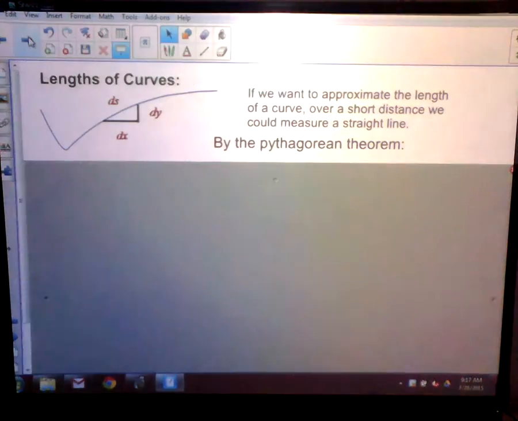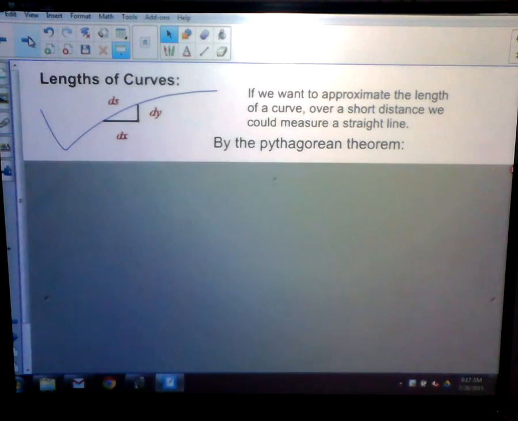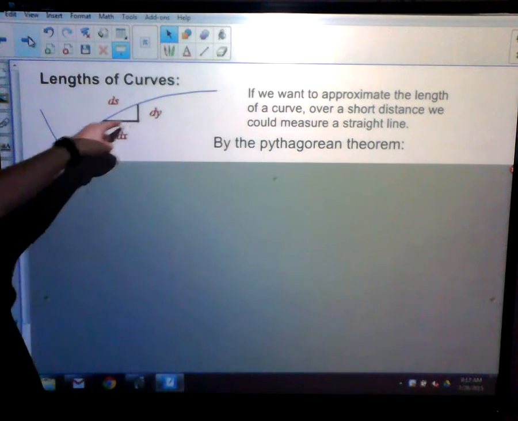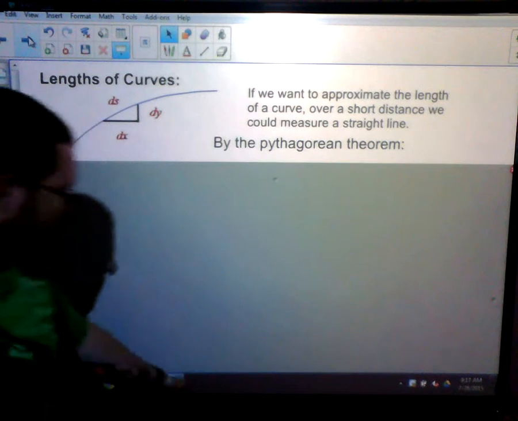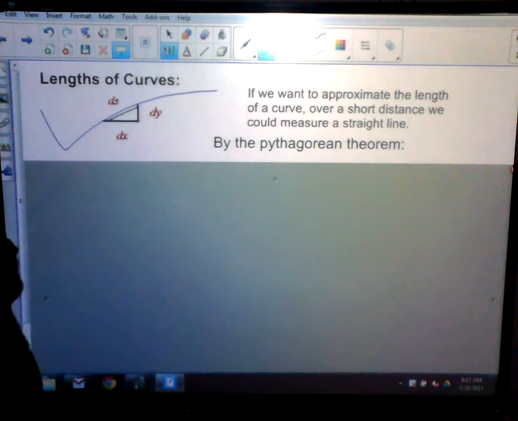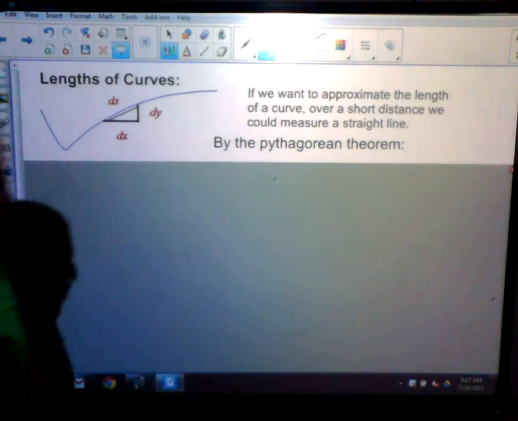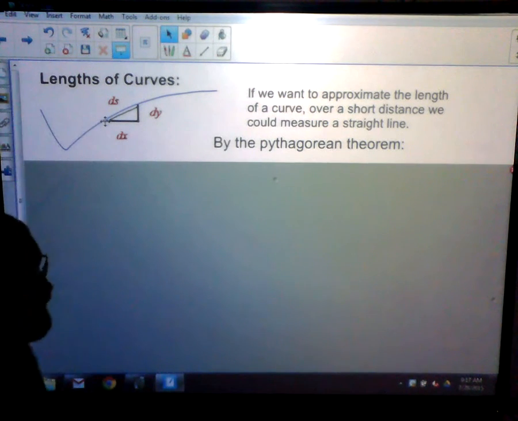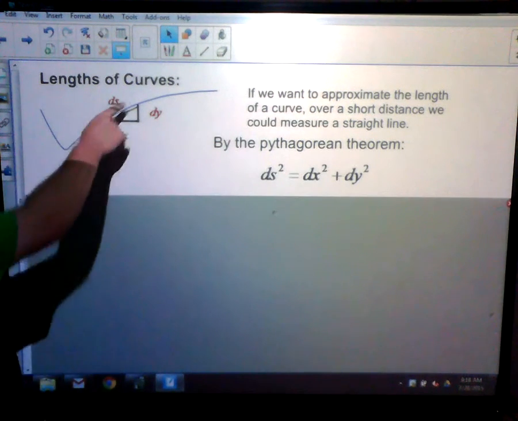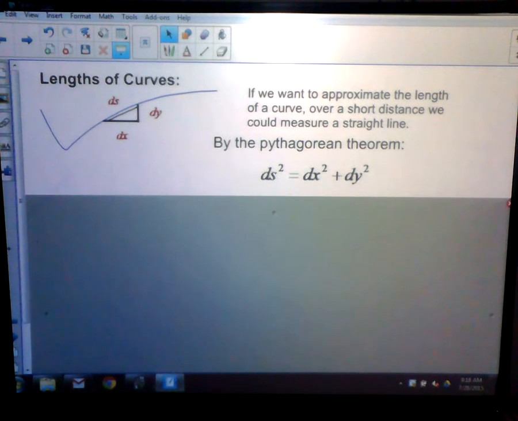Okay? Just as a quick idea, let's talk about how we would figure this out. If I have a curve, I can pretty much estimate it based on the x and the y and just turn it into a right triangle. Now that's pretty close. What would make it really close is if I took the derivative and had dx go to 0. So by the Pythagorean theorem, I know that ds squared, the length of the curve, is equal to dx squared plus dy squared.